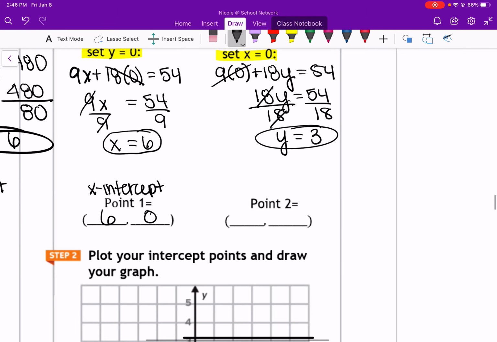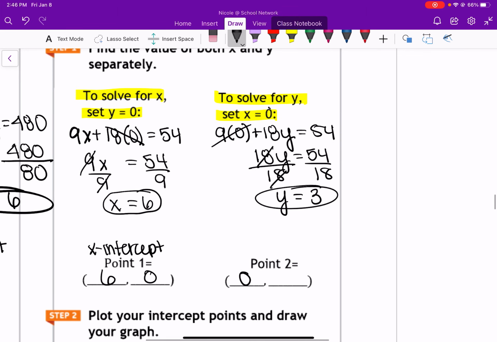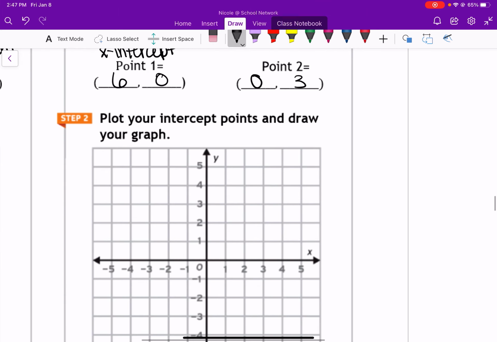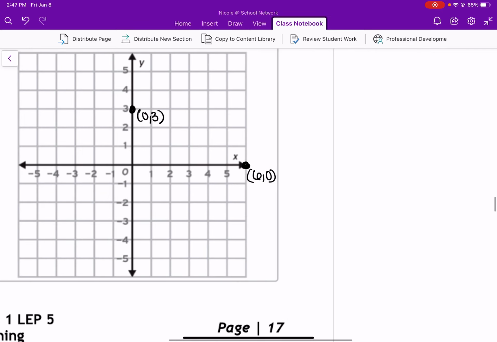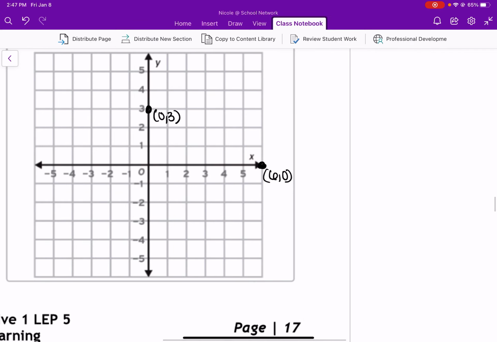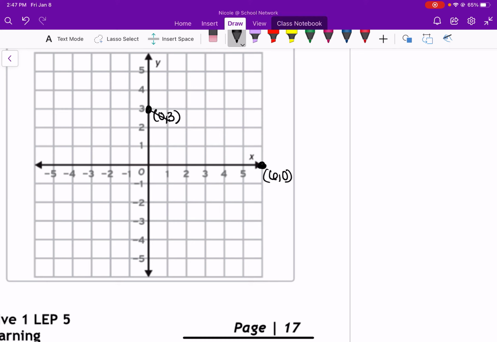So when x is 0, y is 3. So 0, 3. So here my x-intercept is 6, 0. That's 6, 0. And then 0, 3 is right here. And then we make our little line. Let's see if I can do this straight. Cool. Okay.